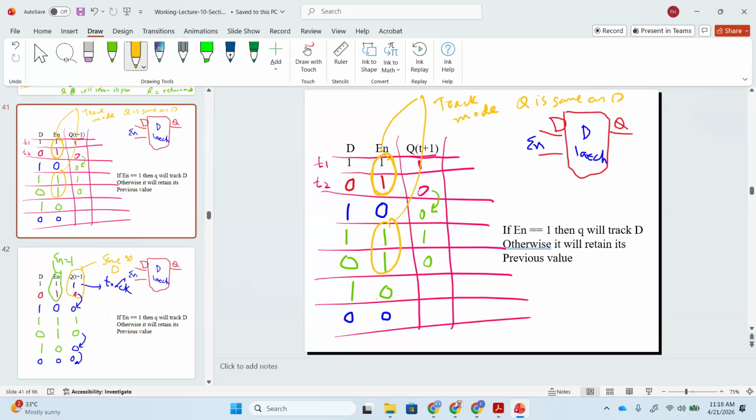So the retain mode is now shown in this green color. It will retain its previous value 0. And now enable is equal to 0. It will retain its previous value, which is actually 0. Any question? All this clear?